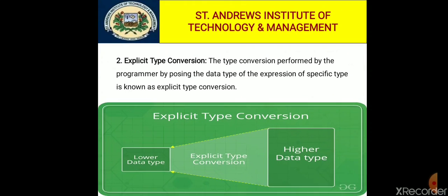The next type is explicit type conversion. This is the type conversion performed by the programmer. In implicit conversion it is converted automatically, but in explicit conversion, the type conversion performed by the programmer by posing the data type of the expression to a specific type is known as explicit type conversion.